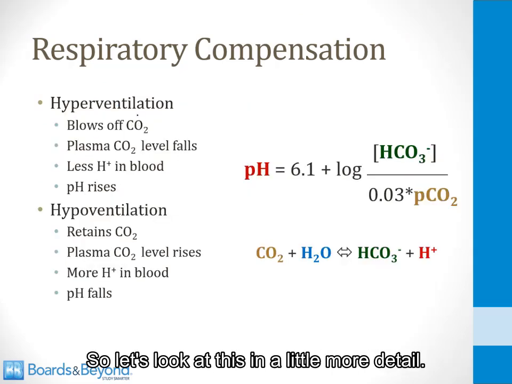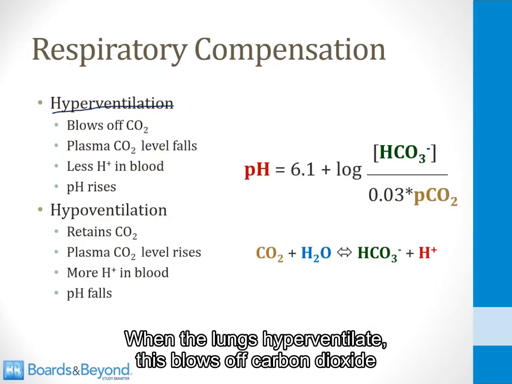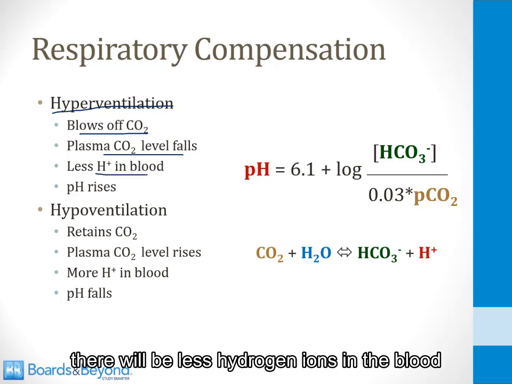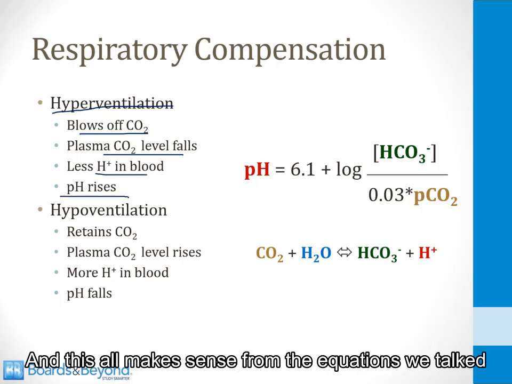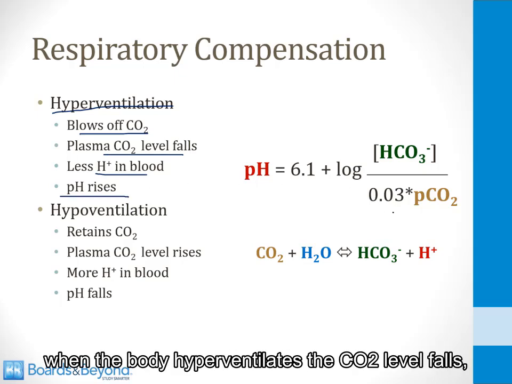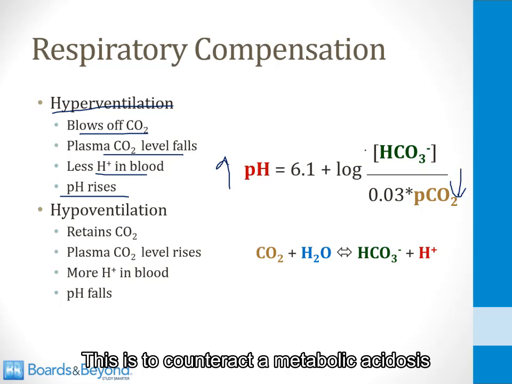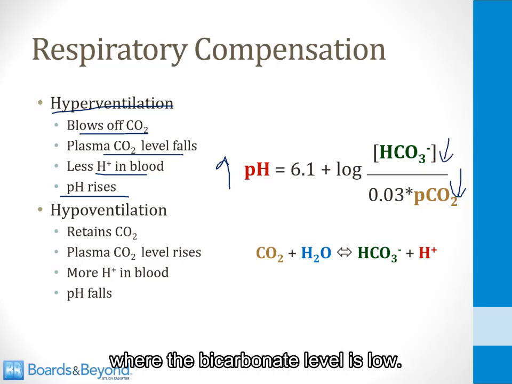So let's look at this in a little more detail. When the lungs hyperventilate, this blows off carbon dioxide and the plasma carbon dioxide level falls. There will be less hydrogen ions in the blood and therefore the pH will rise. And this all makes sense from the equations we talked about earlier in the video. When the body hyperventilates, the CO2 level falls and this raises the pH. This is to counteract a metabolic acidosis where the bicarbonate level is low.